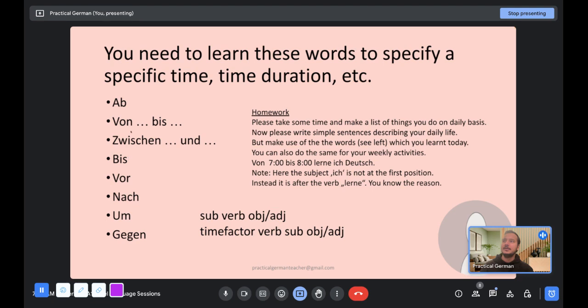Bis means to, until. Vor is before, nach is after. And gegen means around.